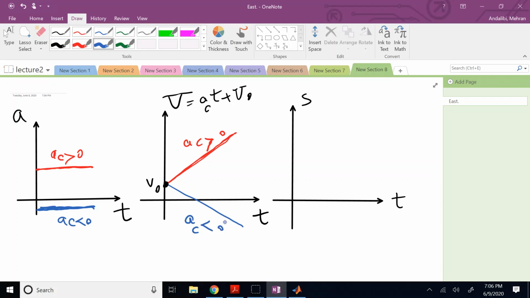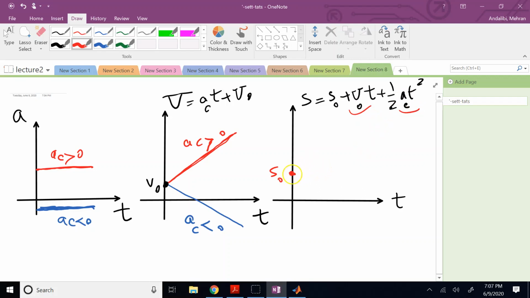What about s? S is going to be a quadratic function of time. So s was s0 plus v0 times t plus 1/2 a times t squared. Now it can have different shapes. So let's say this is point s0. This is where the motion starts. Now here the shape of this curve depends on the sign of a and the sign of v0. You have two pieces of information that would form the shape of this curve.